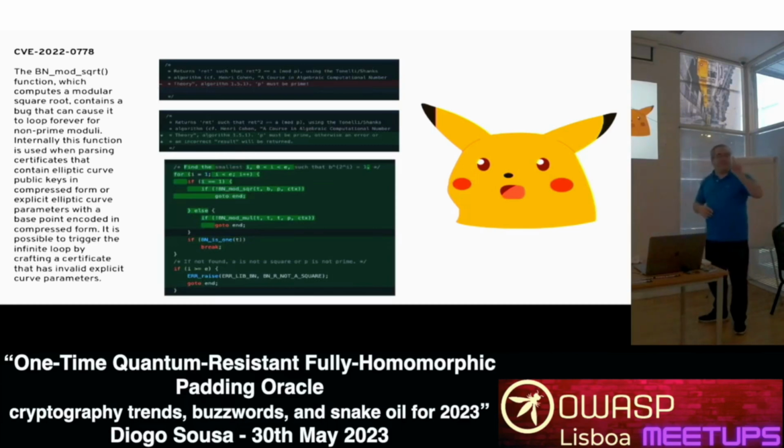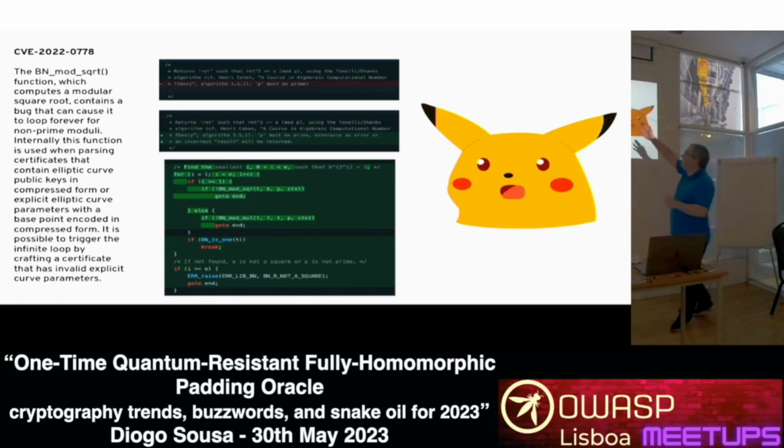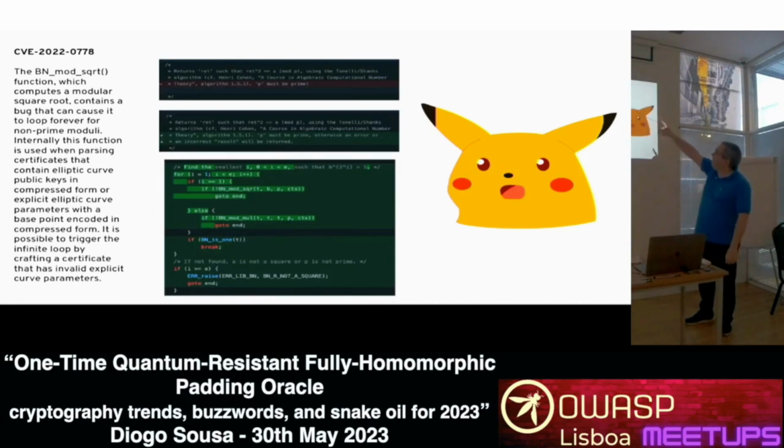Why is this very peculiar? You can't really see because the projector isn't very good, but in the first comment, which is in the comment that's up top, they're saying P must be prime. The comment outlined the condition that the code should check.